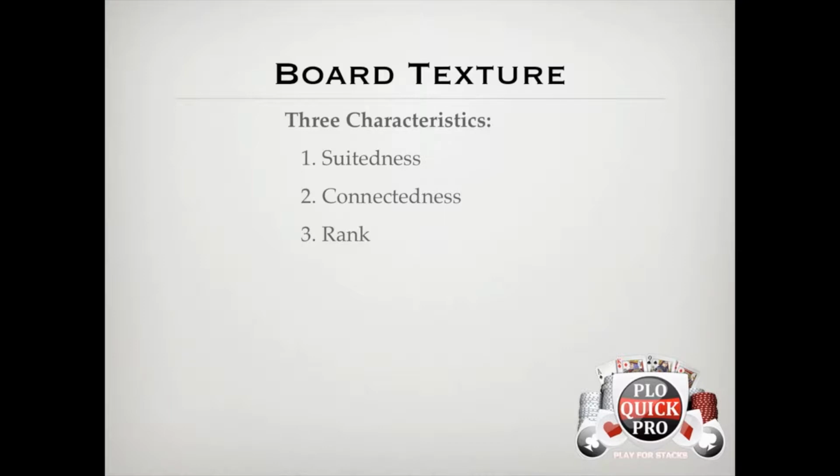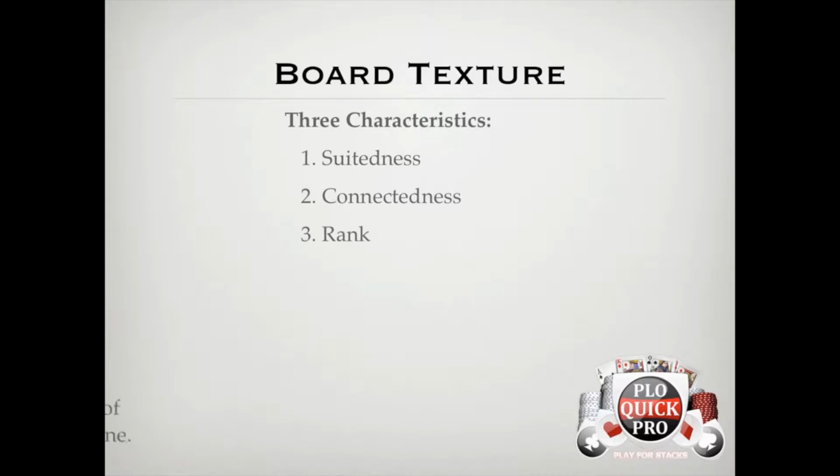Okay, so what are the basic characteristics that define each board texture, and what should we be looking for? It's pretty simple, really. Each board texture is defined by its level of suitedness, connectedness, and rank. Suitedness is categorized in terms of whether it's rainbow, two-tone, or monotone. The connectedness of a board is defined by how many straights or straight draws there are, as well as the vulnerability of the nut straight. Last, the rank of a board is based on how high or low the cards on the board are.